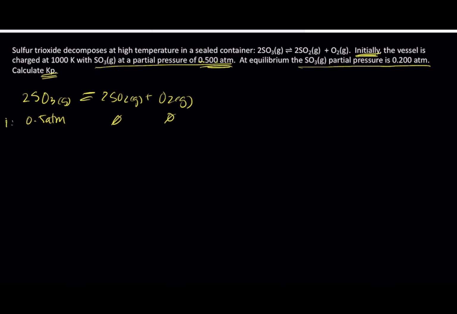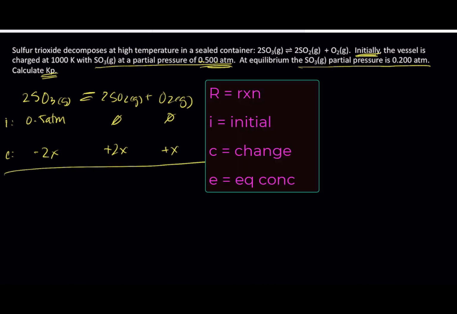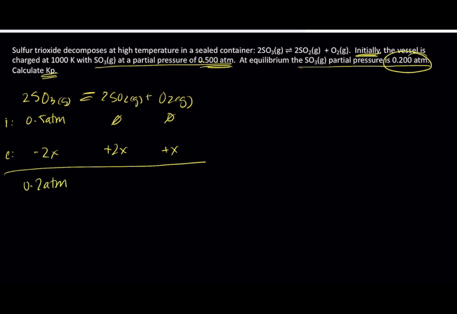Change, right, is dictated by our stoichiometry, meaning that we lose 2 times some number of that. We gain 2 times some of that. We gain 1 times some of that. Yes, as in we produce some and we lose some, right? We produce product, we lose some reactant, all right? Now, the question also tells us that we have 0.2 atmospheres as our final here, right? And this is going to be plus 2x, and this is going to be x, right?